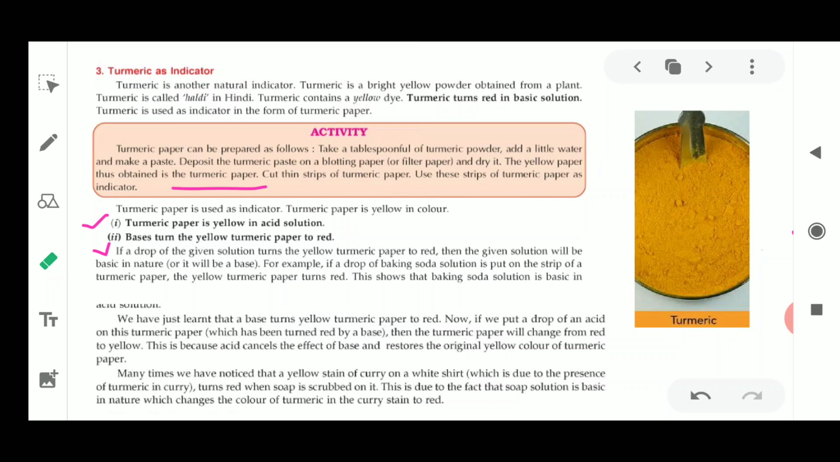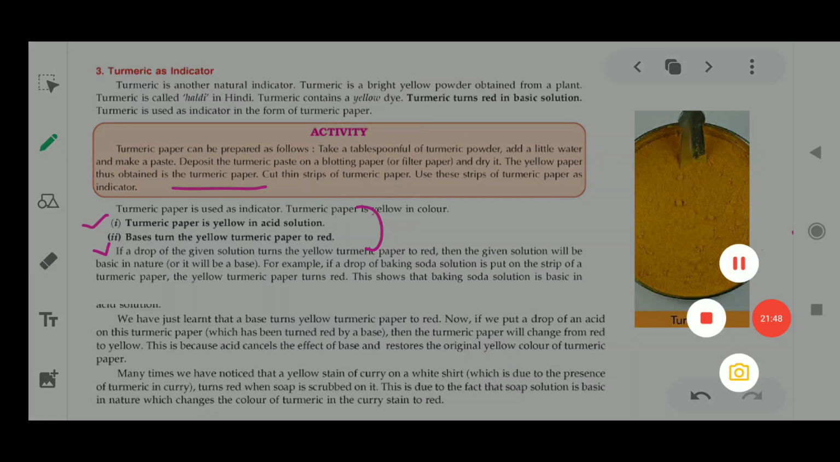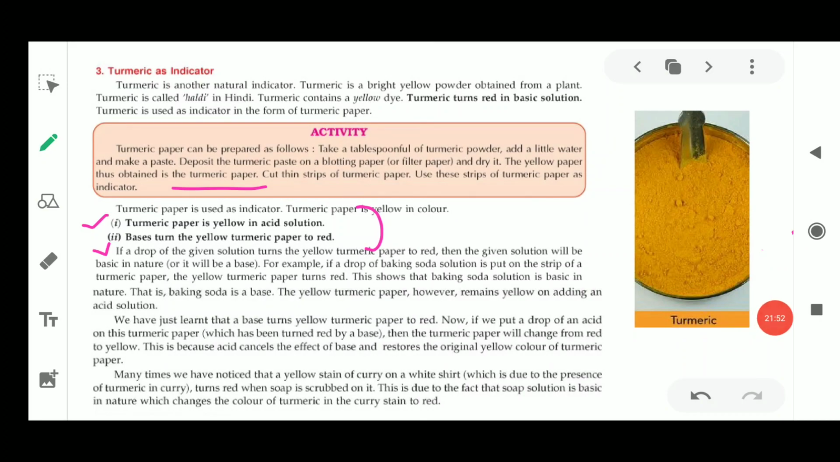Now the next one is, if you are adding the acidic solution, lemon juice, on this turmeric paper, then what will happen? This is not going to show you any kind of change, as acidic substances are not going to change the turmeric paper. So acidic substances, no change. Basic substances change this yellow turmeric paper to red turmeric paper. That is, the baking soda is a base. The yellow turmeric paper, however, remains yellow when adding acidic solution.